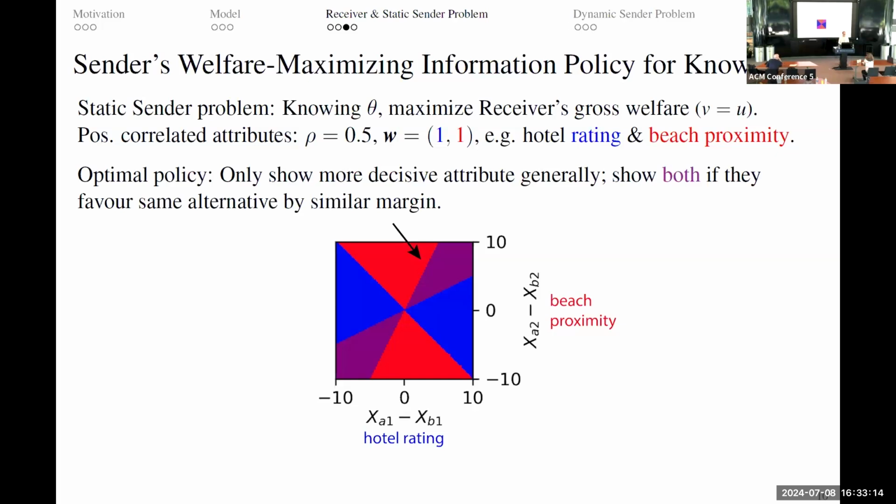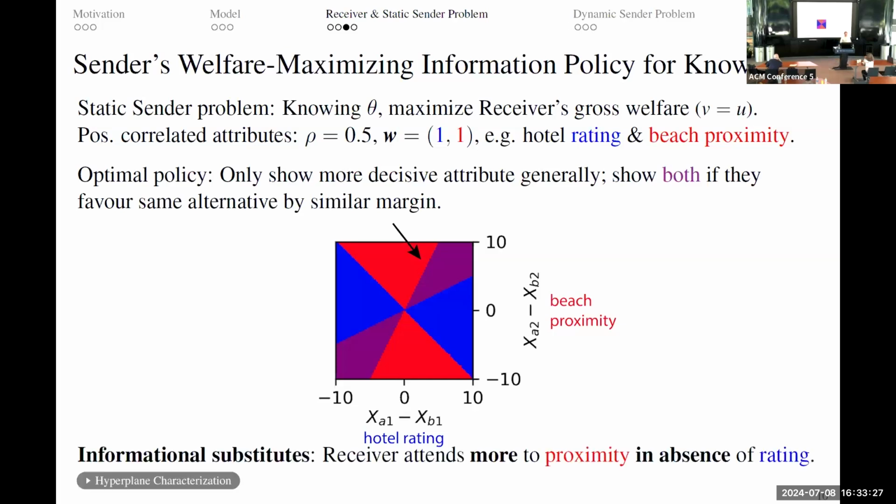And in this example, at least, generally it is best to give access to the receiver to only the more decisive attribute. Even in points of the state space like this one, in which both attributes point towards the same choice alternative. I don't have much time to go into the details of why this is the case, but just to convey a little bit of economic intuition, it turns out that these attributes can be viewed as informational substitutes, in the sense that hiding the rating information from the receiver will induce them to substitute for that by attending more to the beach proximity. And the sender can rely on this kind of channel.